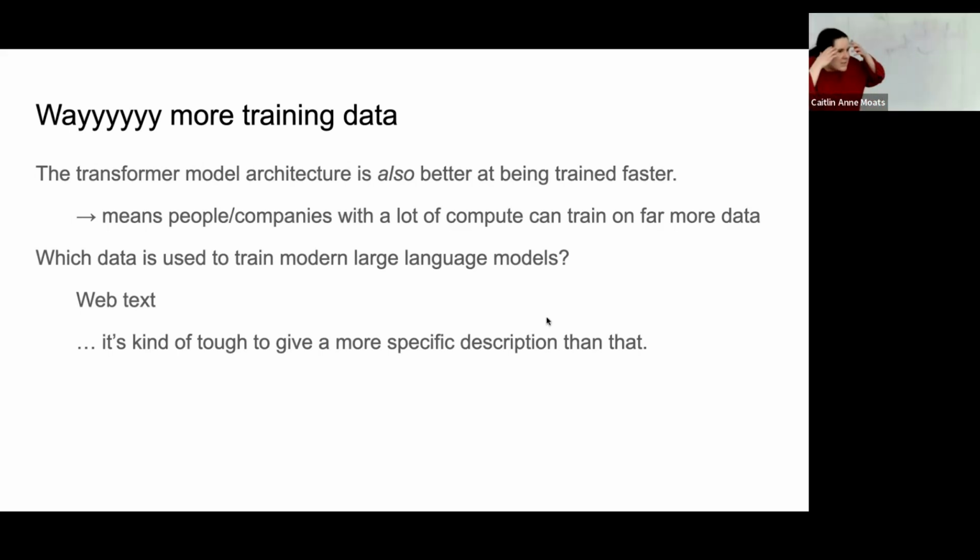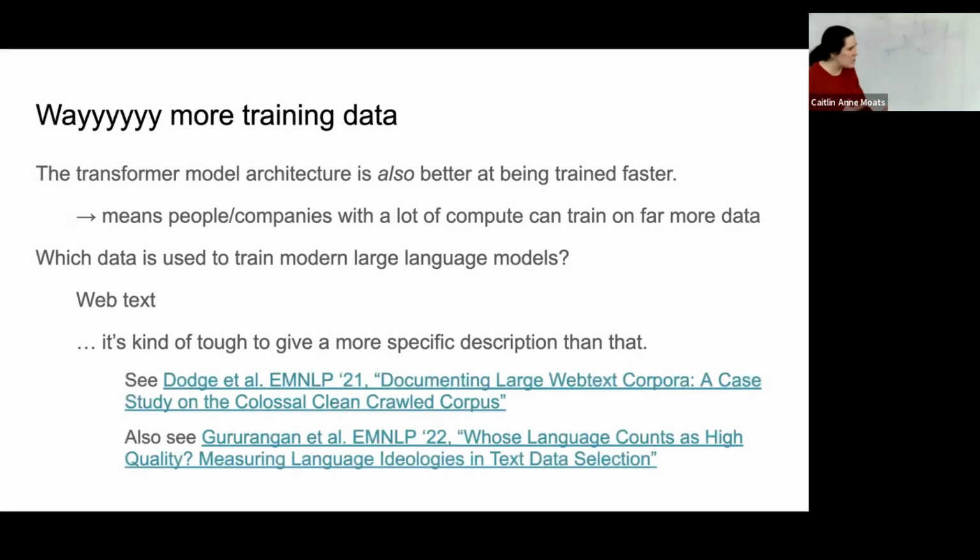That said, that's not to say there hasn't been some research trying to characterize this data. I'm going to link to a couple of papers that lab mates of mine have done. But the fact that figuring out what is in these data sets is a research direction in itself tells you how much we're unsure of exactly what text is in there.